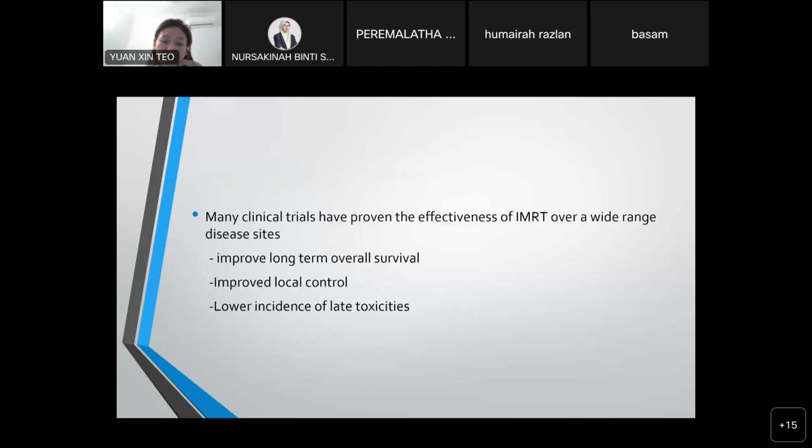Okay, so there are many clinical trials that have proven the effectiveness of IMRT over a wide range of disease sites. It improved the long-term overall survival, and improved the local control, which means we can control the tumor from spreading to other organs. And also the late toxicities are lower.